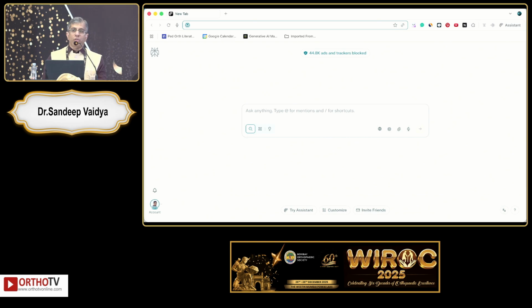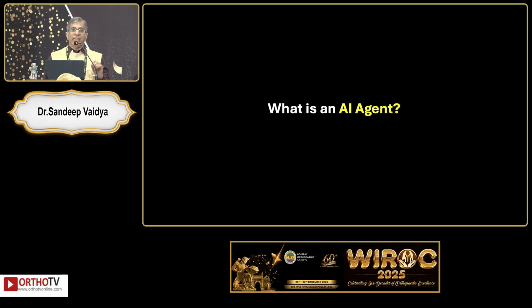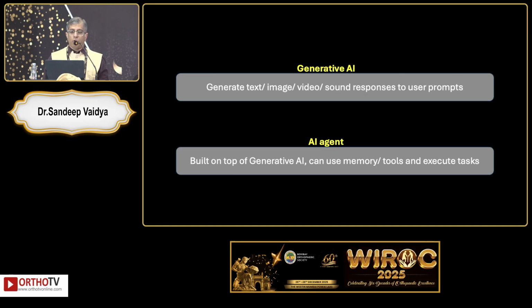But before I go to the use cases, I will just show you how it looks. So this looks like a very basic, routine browser, but the magic lies in this assistant button at the top right corner. Before moving to the use cases, let's just understand what an AI agent is and how it differs from generative AI, which Neeraj spoke about. Generative AI is something that generates a response to a user prompt. So its job ends there. An AI agent takes it one step further, and it can use tools or memory to actually execute tasks.